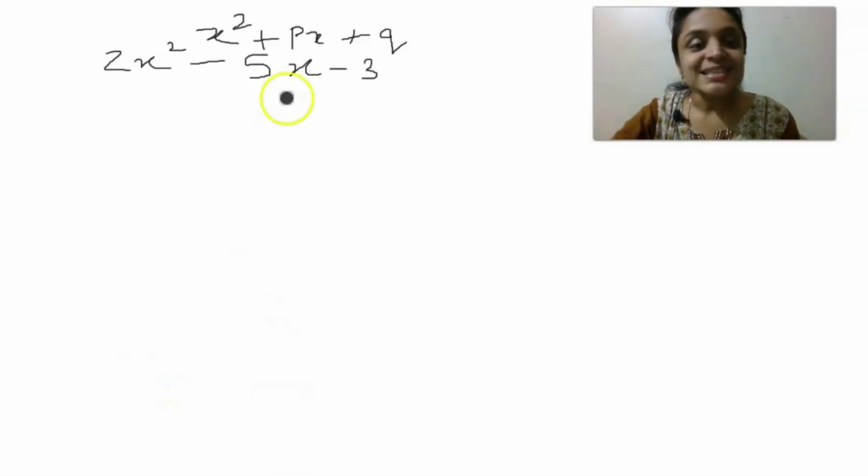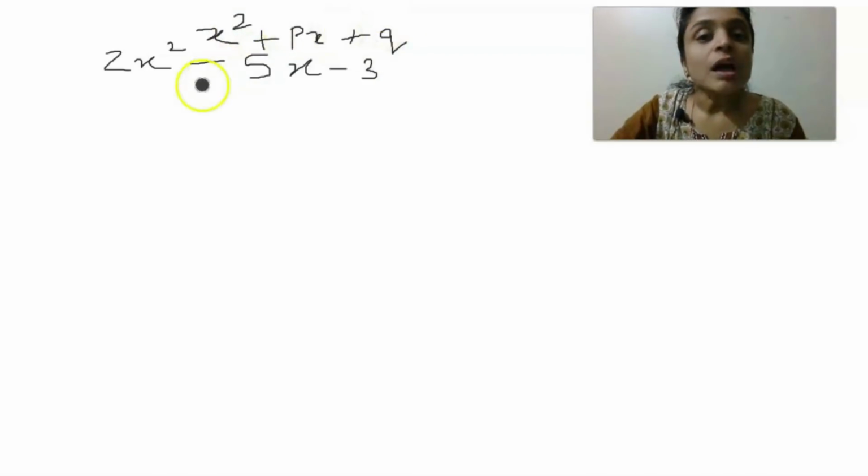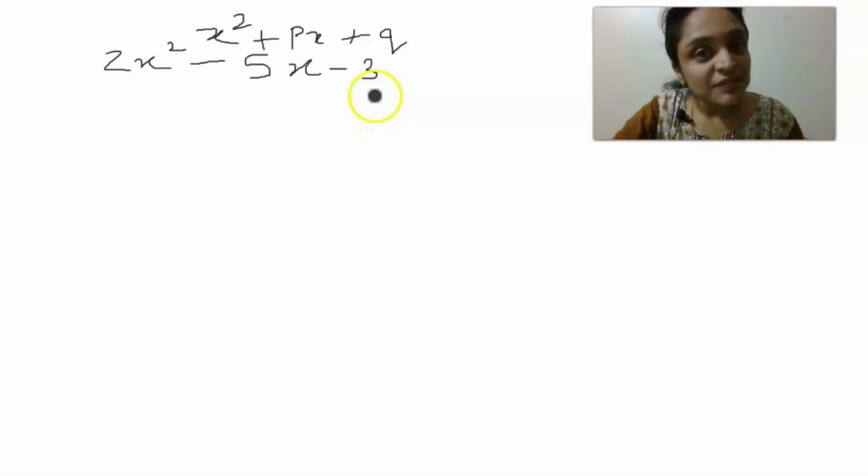Understood? Next question is, if the zeros of x square plus px plus q are double in value to the zeros of the polynomial 2x square minus 5x minus 3, then find the value of this p and q. Okay, so zeros of this polynomial are double in value to zeros of this polynomial. Let alpha and beta be the zeros of this polynomial. If alpha and beta are the zeros of this polynomial, it is given that the zeros of x square plus px plus q are 2 alpha and 2 beta.